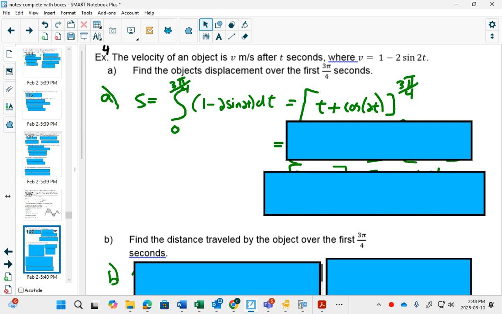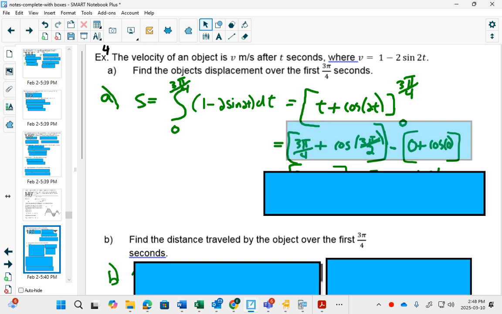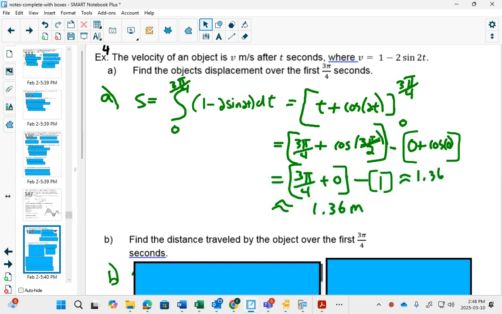Me personally, I remember one well with derivatives. If I remember well that the derivative of cos is negative sine, then I always use that as a starting point when I'm double checking and working backwards. And now we can plug in 3 pi over 4 and 0. And we get 3 pi over 4 minus 1, which is approximately 1.36.